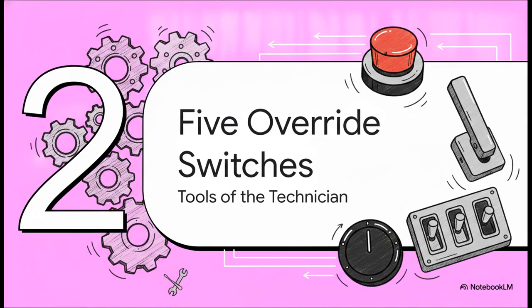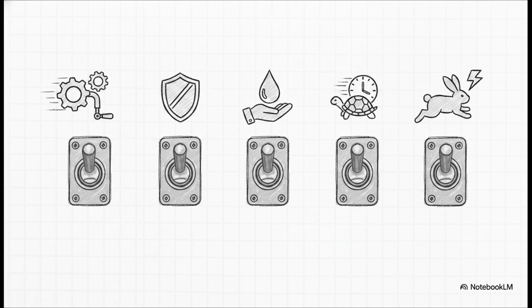Moving right along to Section 2, the 5 override switches. Let's look at the exact tools a technician has at their disposal here. The sheer specificity of these controls is honestly pretty cool. There are exactly 5 switches on this panel. You've got crank OVRD, which lets you manually engage the starter motors. ENG-PRTN OVRD, or Engine Protection Override. We'll talk a lot more about that one in a second.